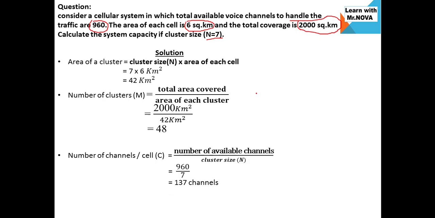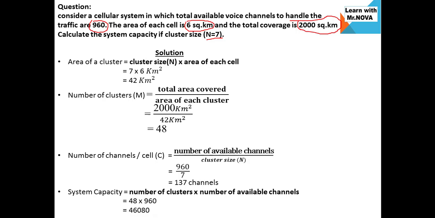And lastly, to find the system capacity, the system capacity is computed as the number of clusters multiplied by the number of available channels. So the number of clusters is 48, multiplied by the number of available channels, 960, which gives us 46,080. So the question is done and we are done.